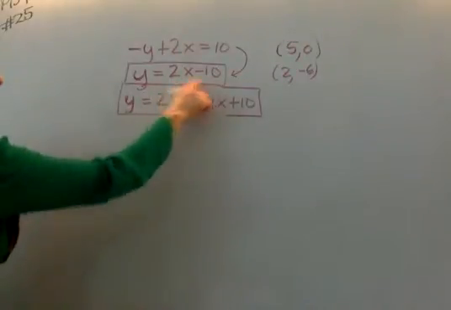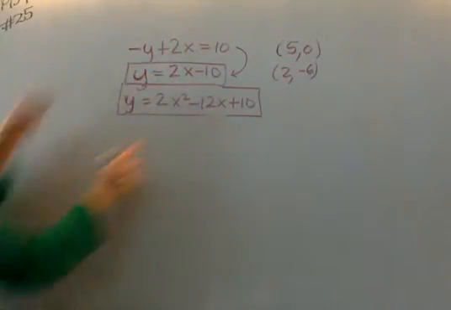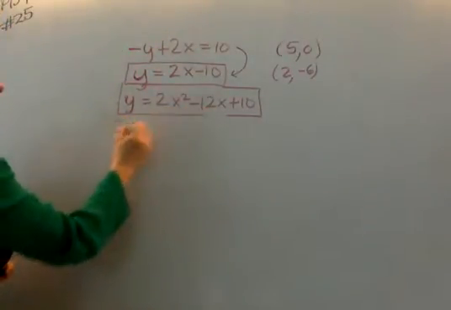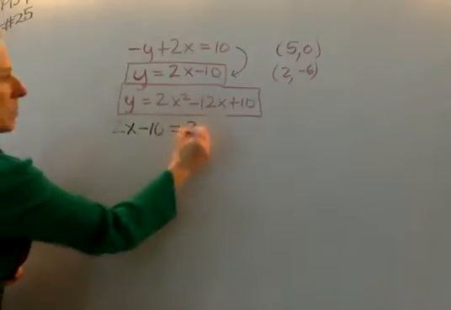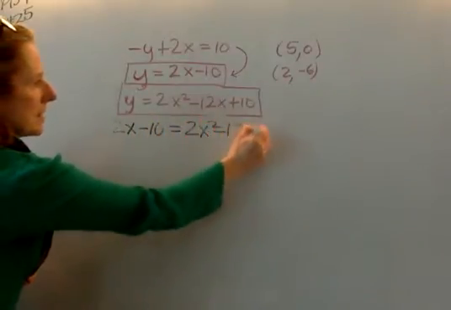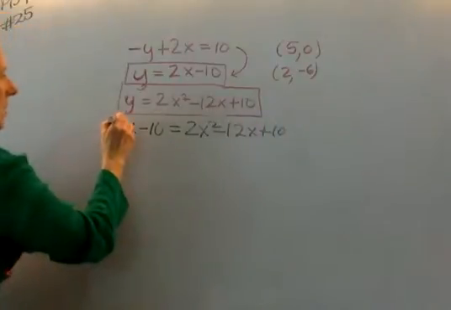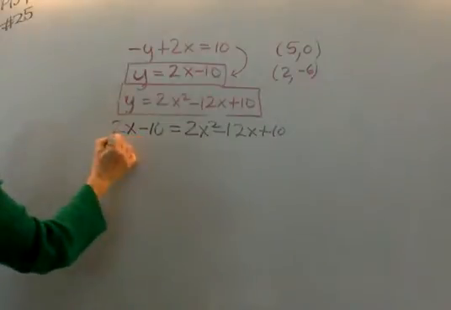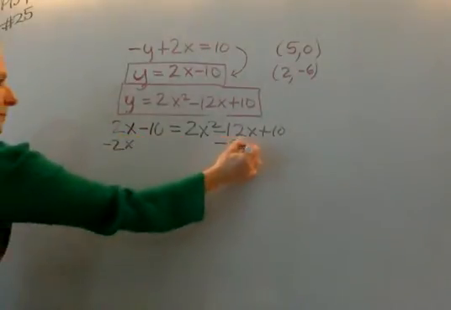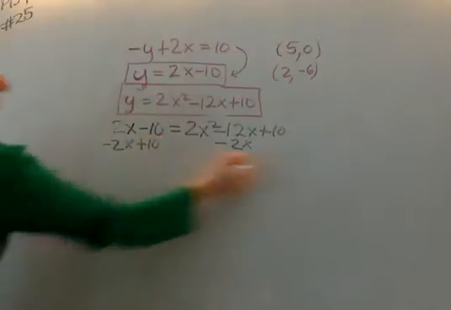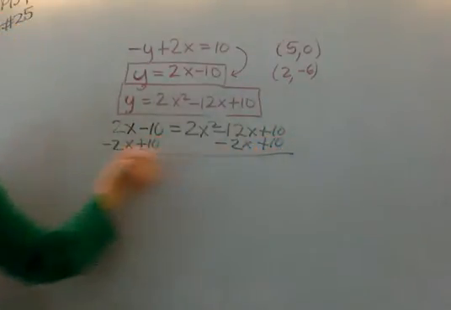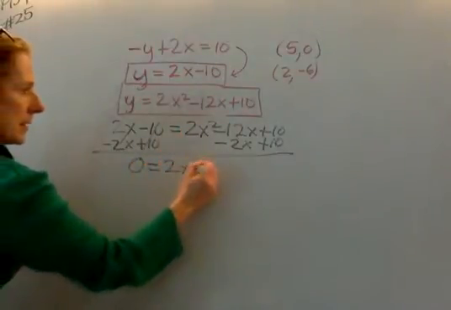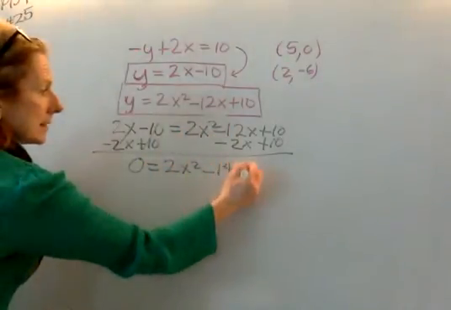Since both of these equations are equal to the same y-coordinate, I know that these 2 equations have to equal each other. So I am going to set them equal to each other. 2x minus 10 equals 2x squared minus 12x plus 10. And to solve this equation, it's a quadratic equation, I'm going to set one side equal to 0. So I'm going to start by subtracting 2x from each side and adding 10 to both sides. And that gives me the equation 0 equals 2x squared minus 14x plus 20.